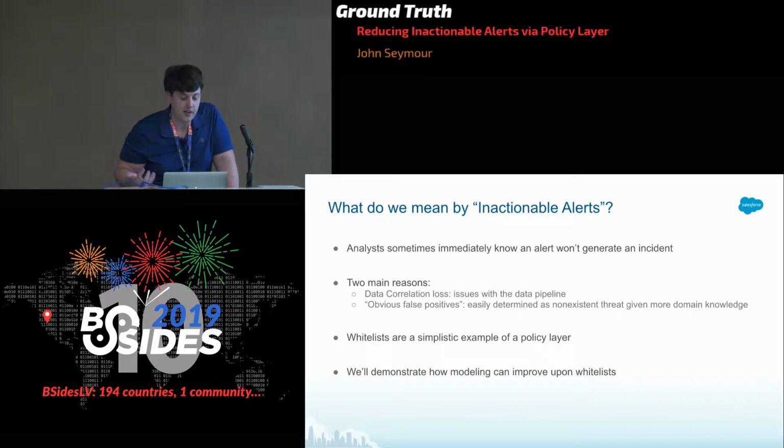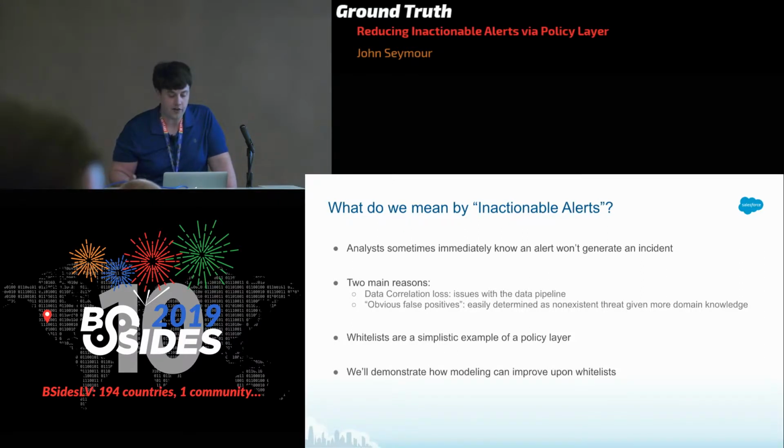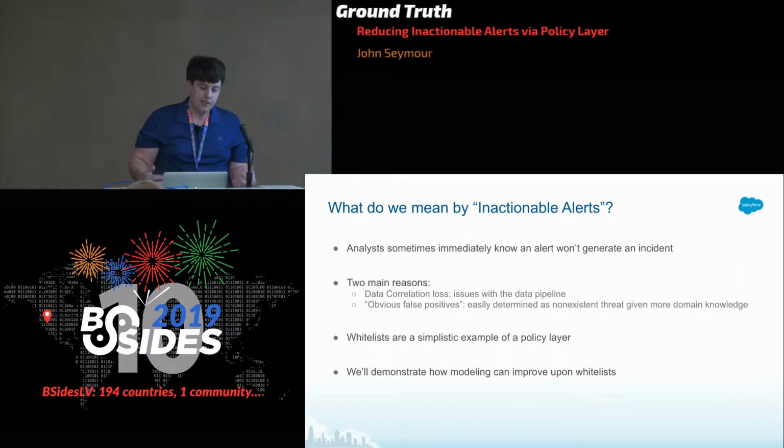A whitelist is added, which says simply, even if the rule or the model says this is bad, don't alert on it. You can think of whitelists as a simplistic example of a policy layer which addresses the two causes for inactionable alerts. In this talk, we'll demonstrate how even simple modeling improves upon whitelists, and further we'll argue how modeling whitelists separately from modeling suspicious events is actually a natural approach to the problem.